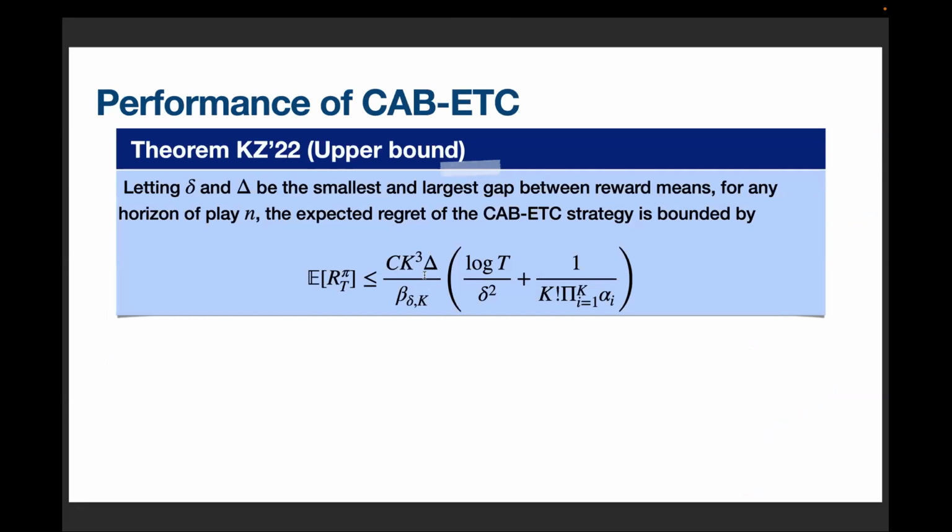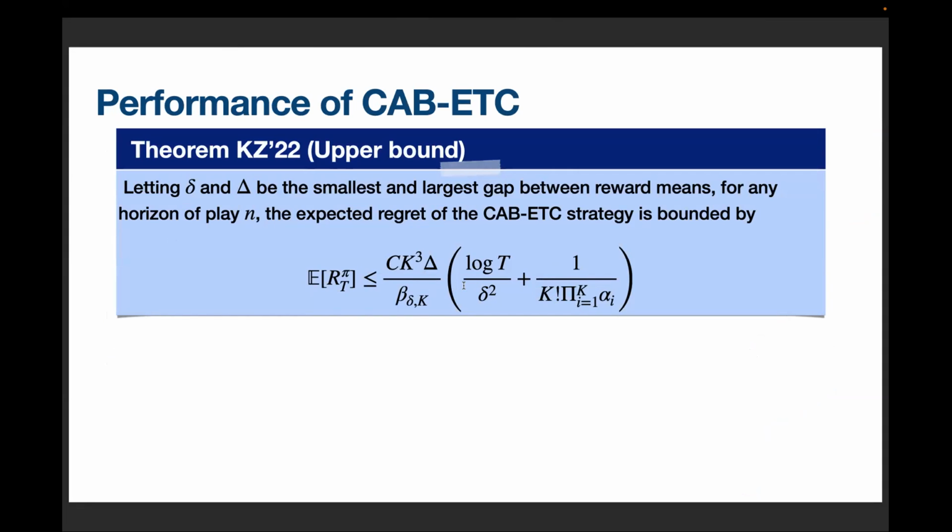So here is the performance guarantee of this algorithm. I need two more notations to explain the upper bound. One is this small delta, which is the smallest gap between the reward means, and the large delta, which is the largest gap.